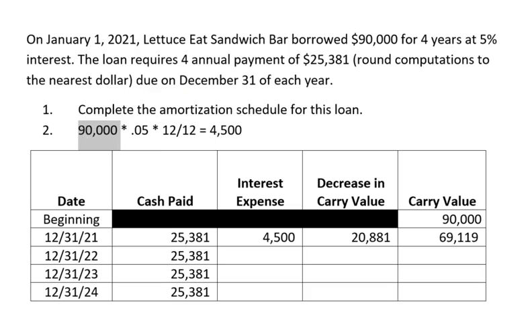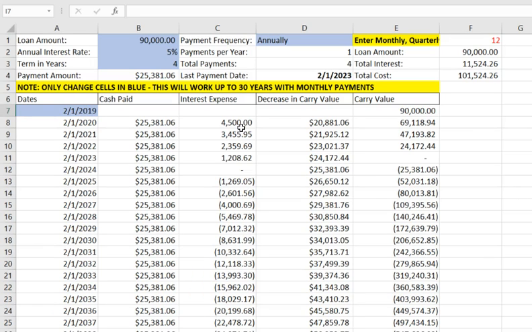So we're going to go back up here now at 69,119. We're going to multiply that by the 5% because it's the annual payment. We get 3,456 rounded. Then take 25,381 minus the 3,456, and that's going to give us 21,925.